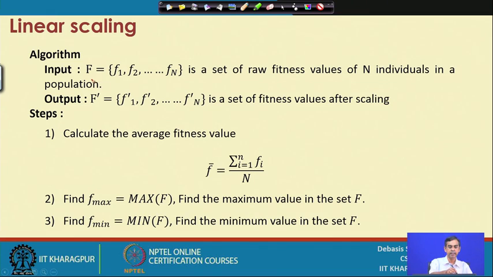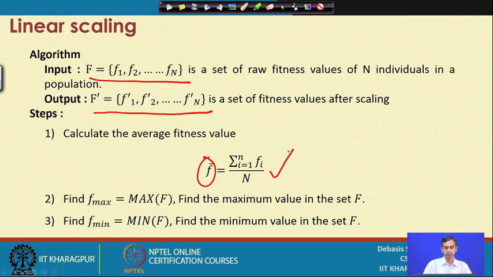Here, these are the raw fitness values of the current population, where n number of solutions are there, and the linear scaling algorithm will produce the scaled fitness values. That means the fitness values should be changed so that the gap between the lowest and highest is reasonable. In this process we have to calculate the average fitness value using this formula, which is the average of all fitness values, and then it calculates f max and f min, that is, the highest and lowest fitness values.